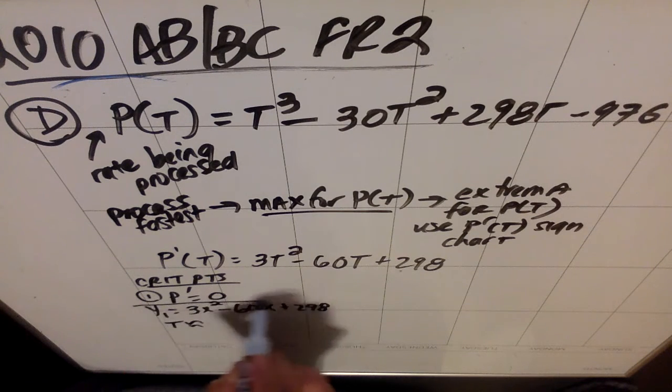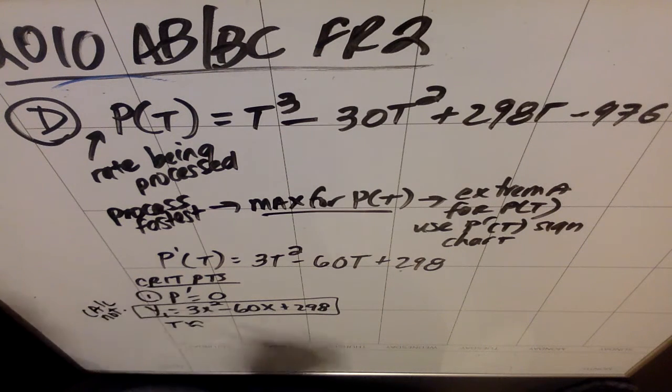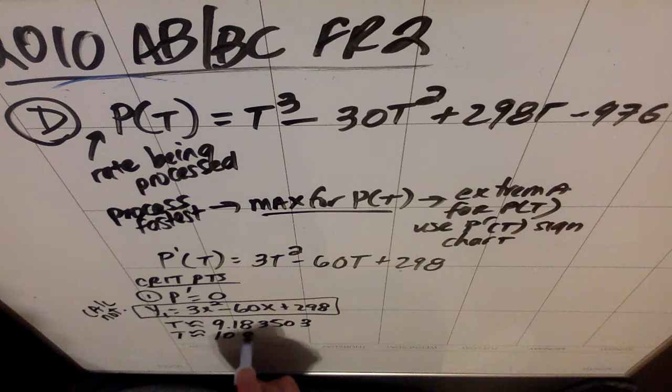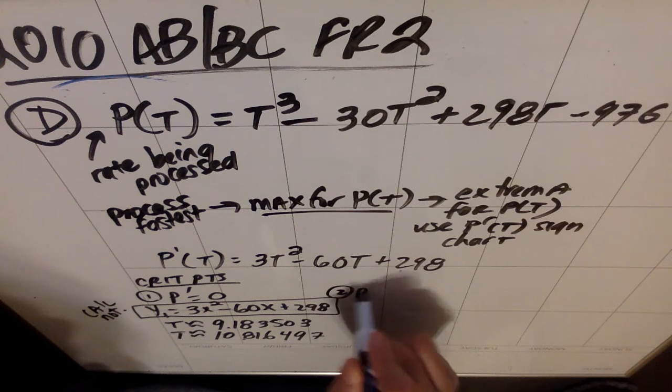So again, this is calculator notation that you don't need to put on your AP, but you should know how to use your calculator, right? So I'm going to get two values. I'm going to get T is approximately 9.183503, and I'm going to get T is approximately 10.816497, right?